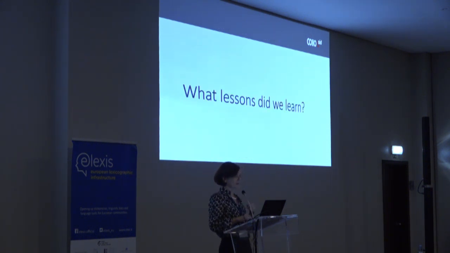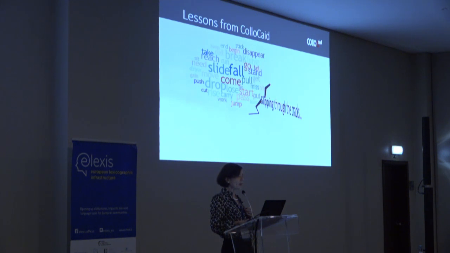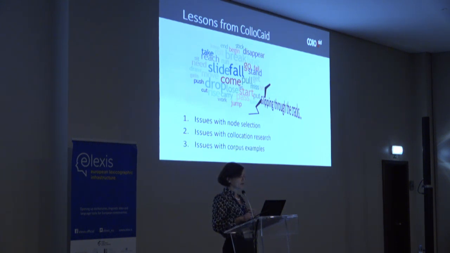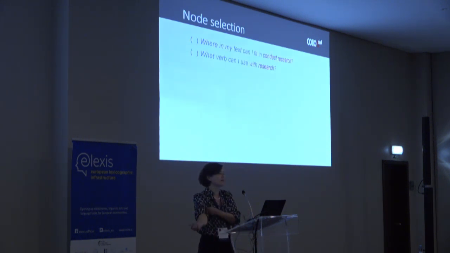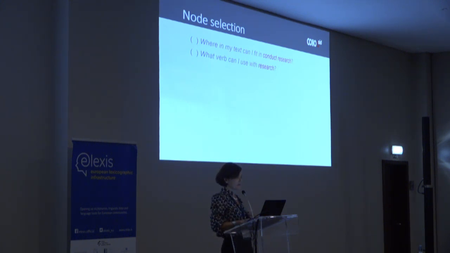Okay, so what lessons did we learn then? First, we're going to talk about issues with node selection, then with collocation research, and then with corpus examples. So node selection. People, when they're writing, they don't ask things like, where in my text can I fit in conduct research? They ask themselves, oh, what verb can I use with research? So our starting point is the node, not the collocation.